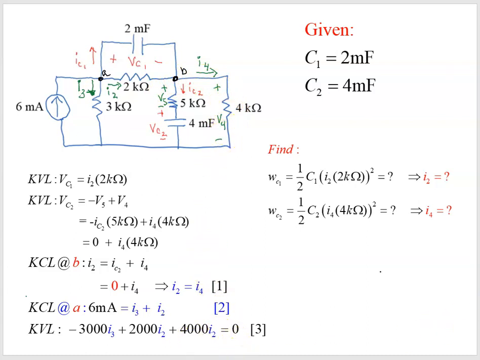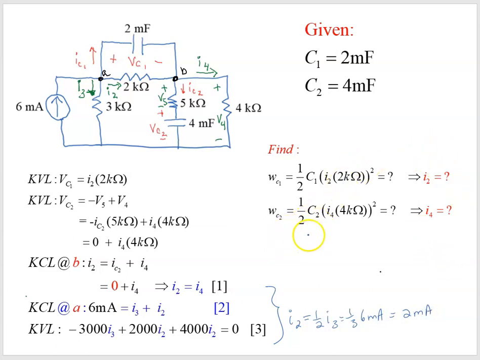So from there, between these three equations, we can solve that our I2 is going to be equal to 1/2 of I3, or it's also going to be equal to 1/3 of 6 milliamps. It's going to be equal to 2 milliamps. So then we're able to solve.